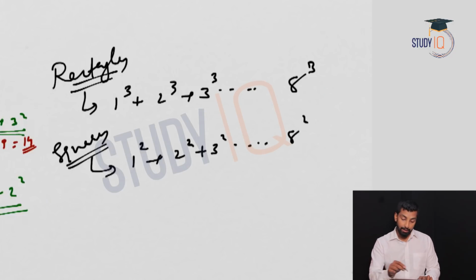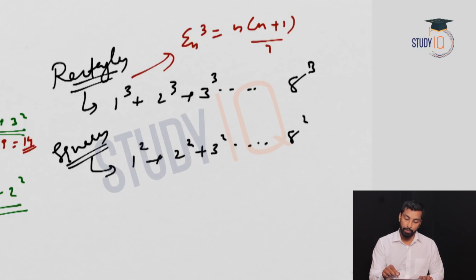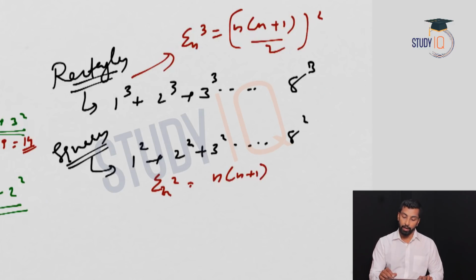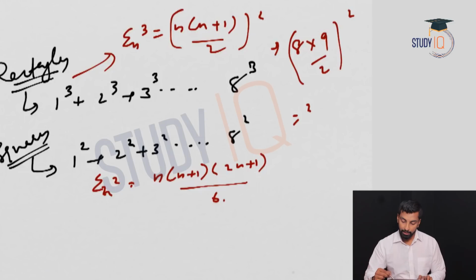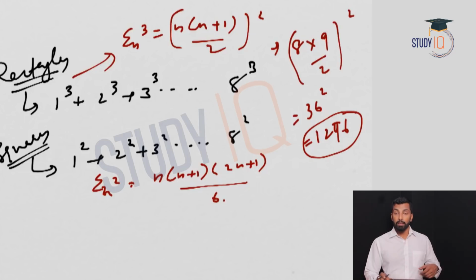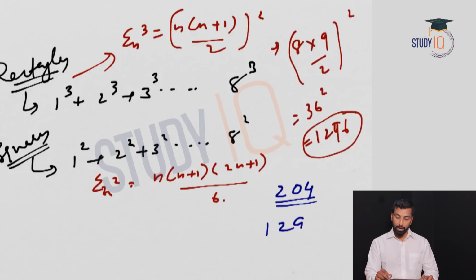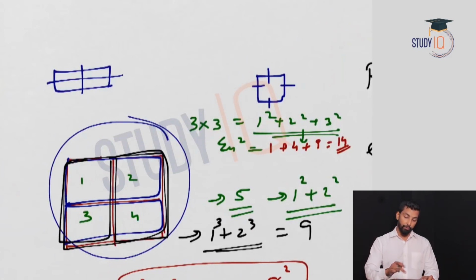Up to 8 square. And do you know the formula for this? Sigma n cube is equal to n into n plus 1 divided by 2, whole square. Sigma n square is equal to n into n plus 1 into 2n plus 1 divided by 6. Let's see the number of rectangles in an 8 into 8 square. So what is the formula? 8 into 9 divided by 2, square. That is nothing but 36 square, which is 1296. So from now on, if someone asks you the number of squares in an 8 into 8 square, 204. Number of rectangles, 1296. So I hope this is clear for all of you.